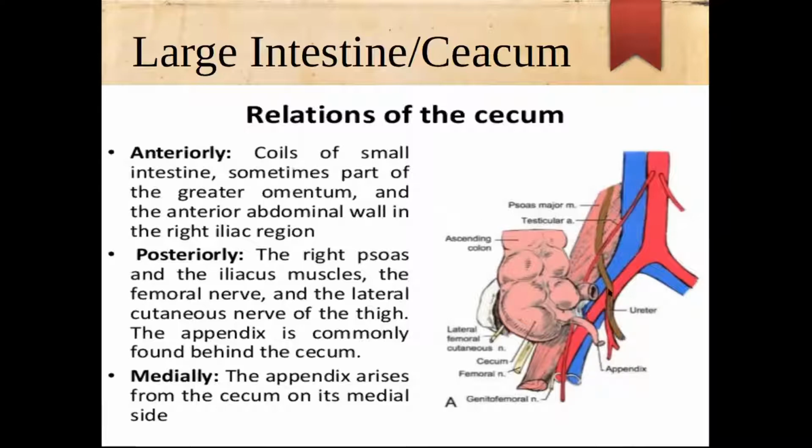The relations again: sometimes coils of small bowel, greater omentum, anterior abdominal wall anteriorly. Posteriorly, 2 muscles, psoas and iliacus, 2 nerves, the femoral nerve and the lateral cutaneous nerve of the thigh, and sometimes the appendix. Medially, the appendix arises from the posteromedial side.